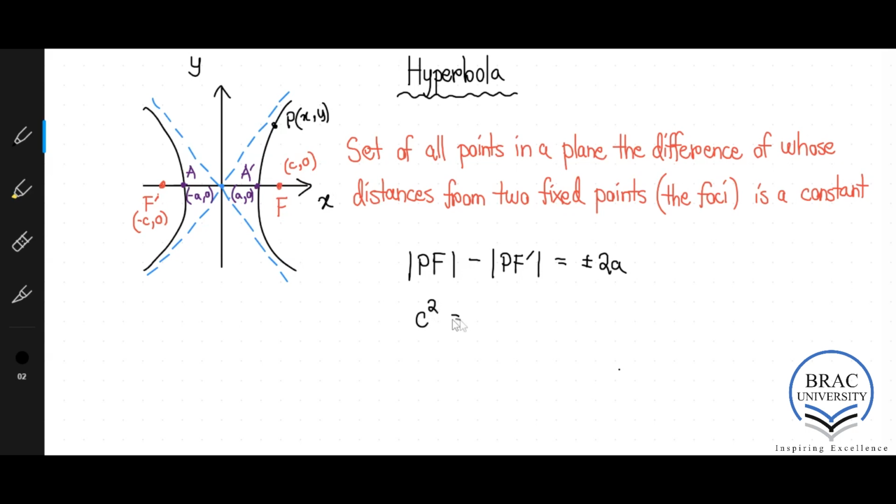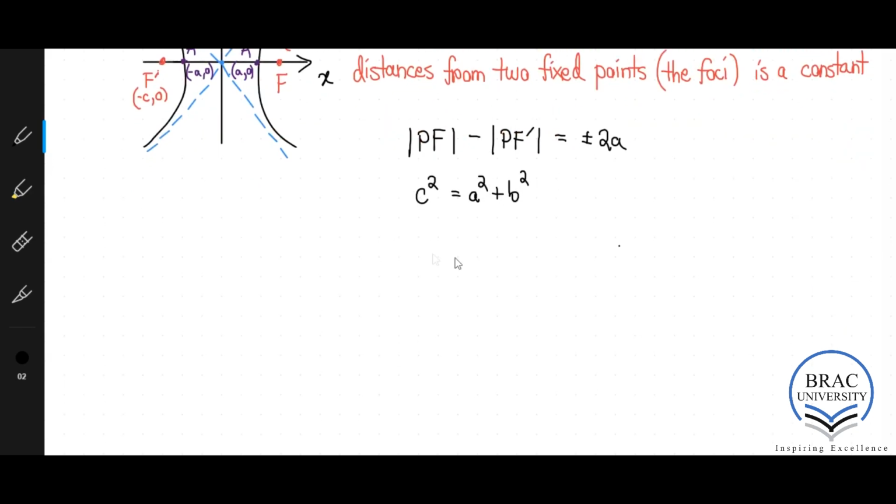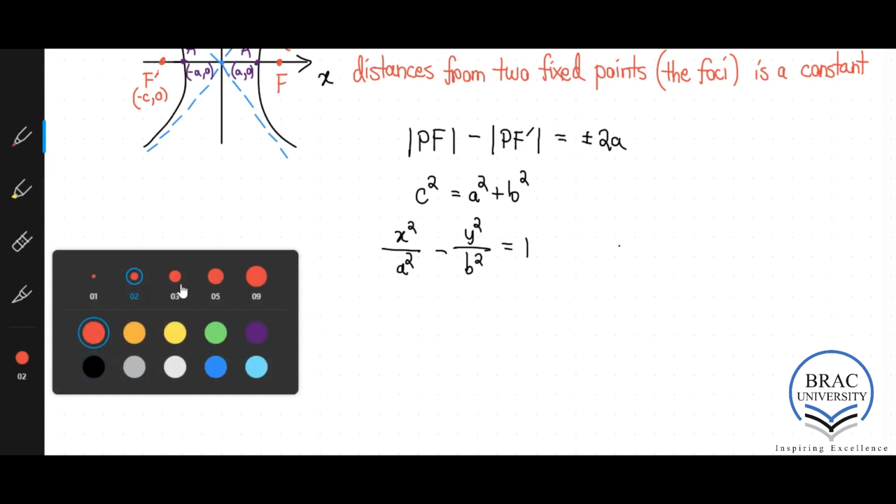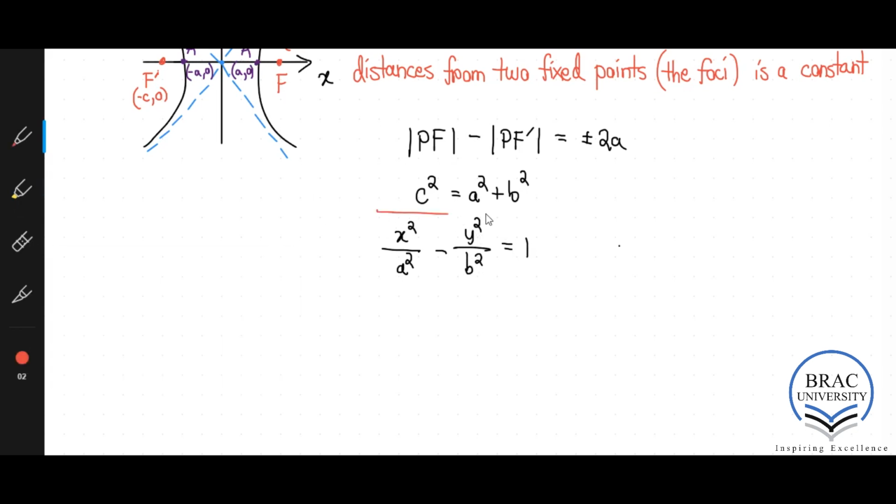c squared is equal to a squared plus b squared. We did this similarly in the ellipse, where we had a negative sign that we divided by, right? So I will leave it up to you to go ahead and solve that. And that will give us this format: x squared over a squared minus y squared over b squared is equal to 1. This is the standard form of the equation of a hyperbola.